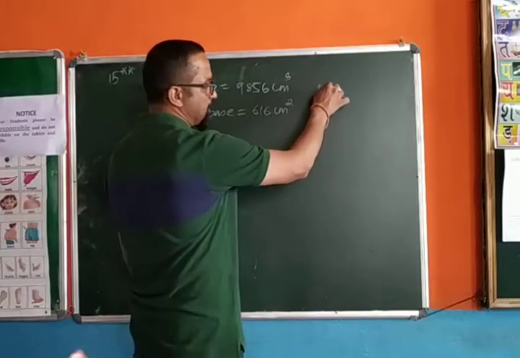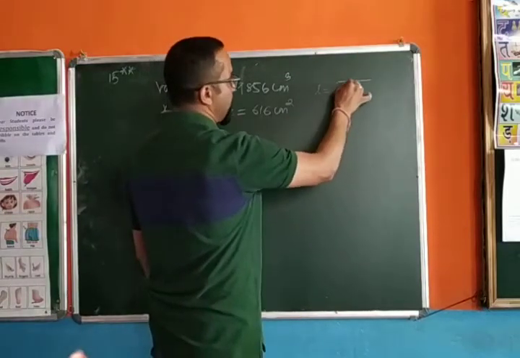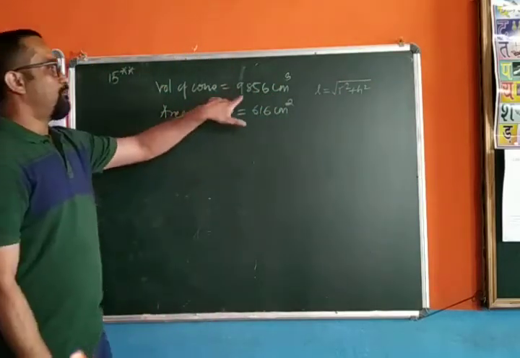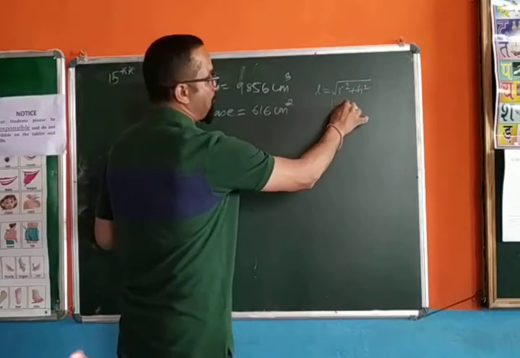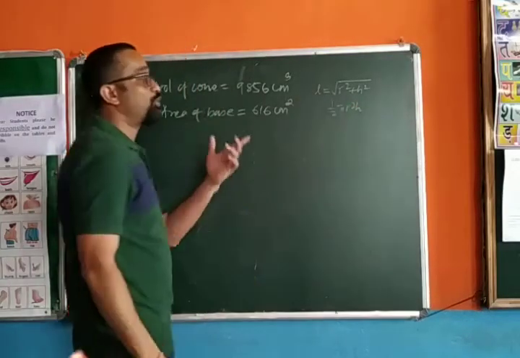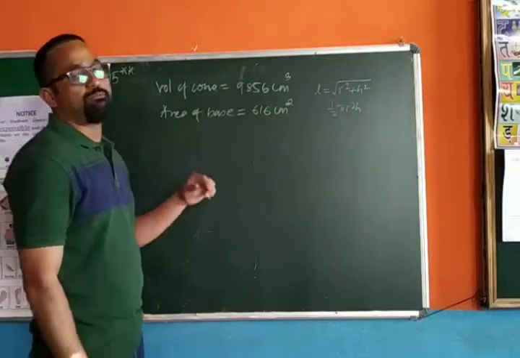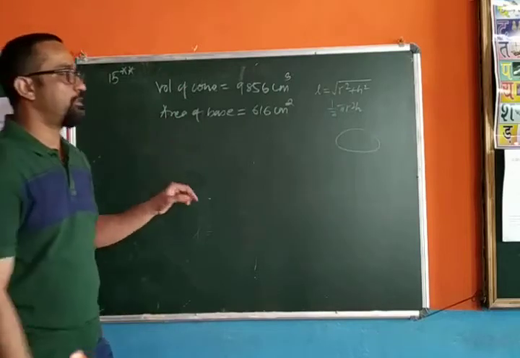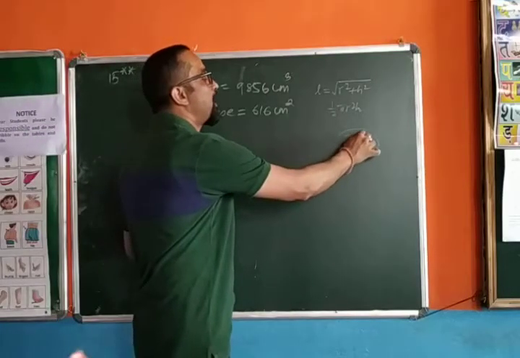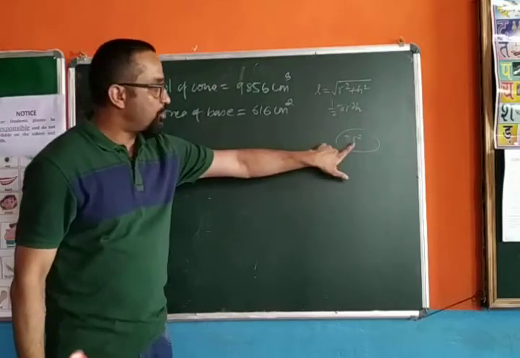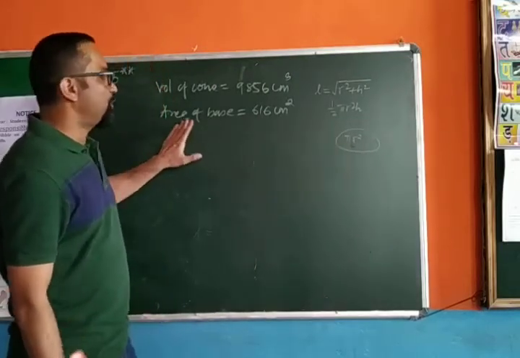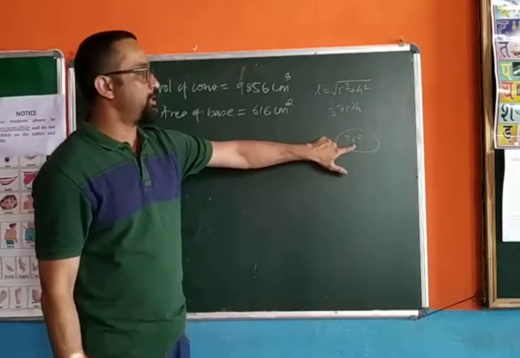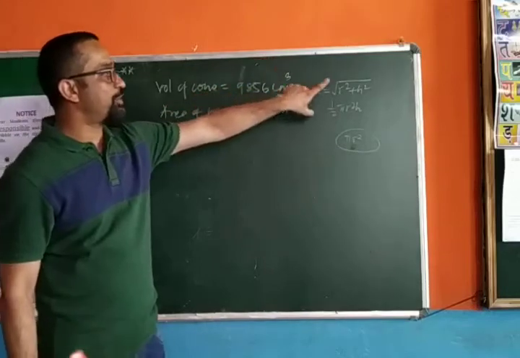To calculate slant height, you require two dimensions, radius and height. Both are missing here. Volume has the formula 1/3 pi r square h, and both are missing. The base of the cone is in the form of a circle, and area of a circle is pi r square. So you have only one variable. So we can use area of base to calculate radius. And when we know radius, we can use volume to calculate height.